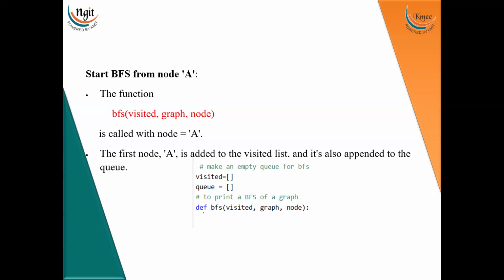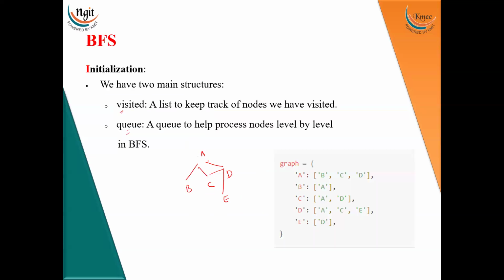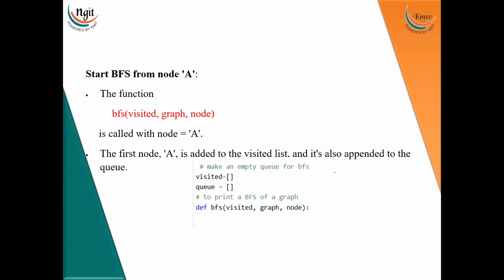Now we are going to define a function. We know that in Python we define a function with the help of the keyword def. So def, the function name is BFS, and we are passing three arguments: visited, graph, and node. Visited is already here, graph we have defined, and one more argument we have added is node.